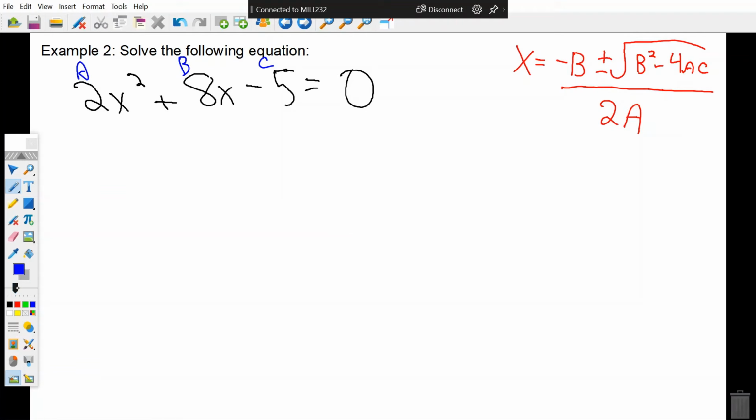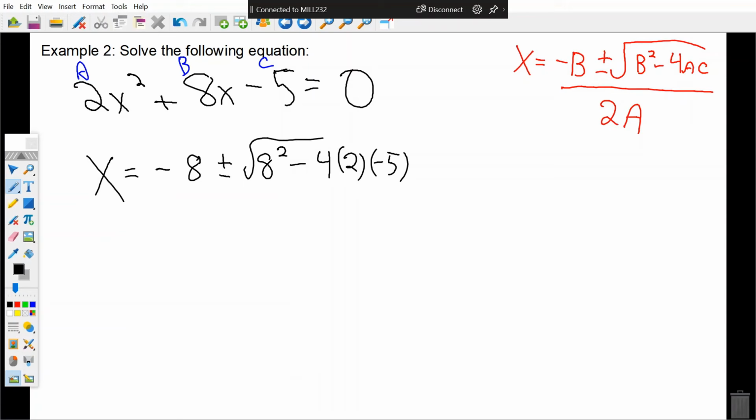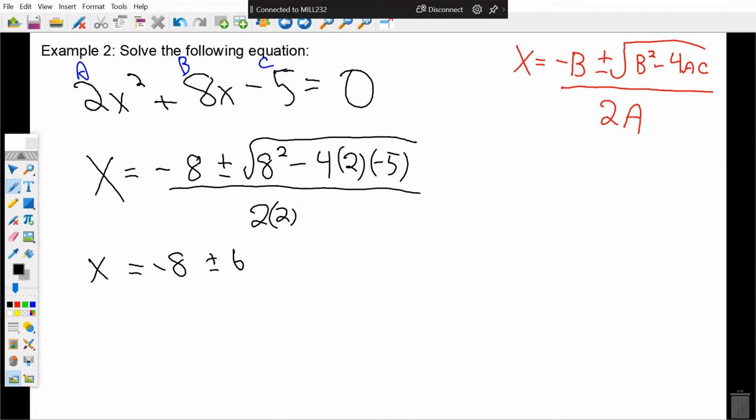This one's not going to work out as nicely as the last one. You'll see why in a minute. x equals negative 8 plus or minus the square root of 8 squared minus 4 times 2 times negative 5, divided by 2 times 2. 64. 4 times 2 times 5 is 40.